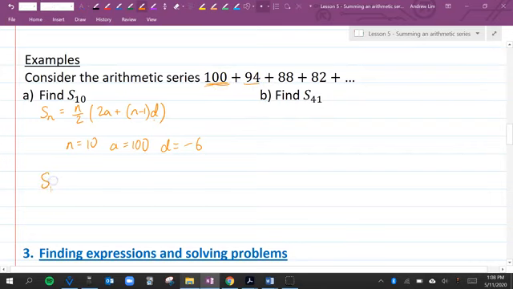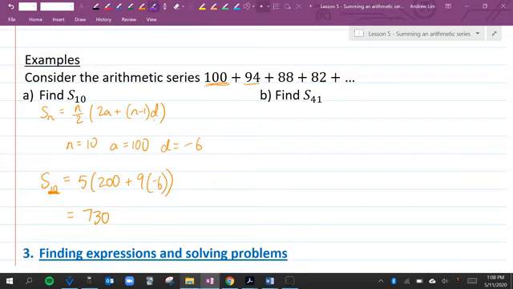So the sum of the first 10 terms is therefore equal to 10 over 2, which is 5, times 2 times a, or 2 times 100, which is 200, plus (n minus 1). Remember, this n is the sub underneath the S. That's n, so 10 minus 1 is 9, times minus 6. And when we put that in our calculator, we get an answer of 730. Okay, pause the video, have a go with question B.